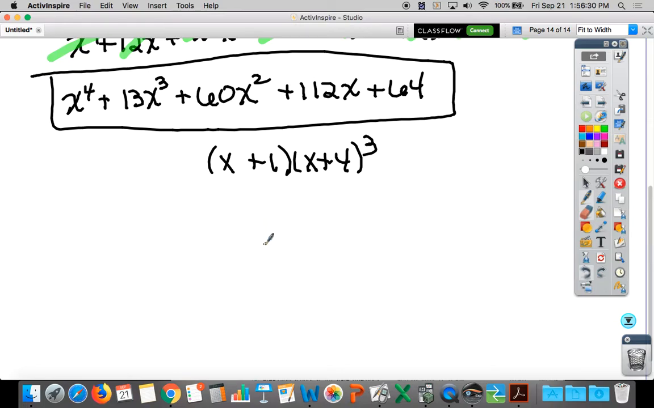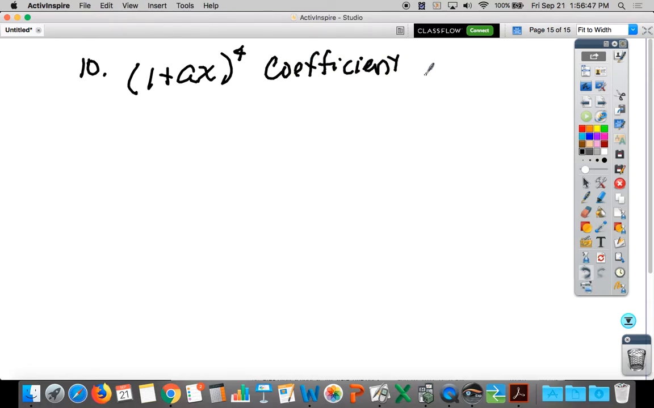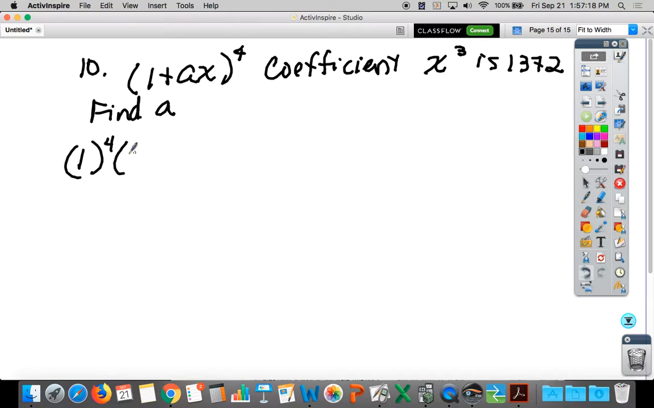Okay, so let's look at number 10 at the top of the next page. This is a very, very common type of problem that they'll put on the exam in May. The coefficient in this problem, the coefficient of the x to the third is 1372. Find A. So, we got to trust the process. This time it's like Jeopardy. They've given you the answer, you have to give them the question. Okay, so we're going to do the same thing, but let me show you what's extremely important here. So we're going to trust the process.